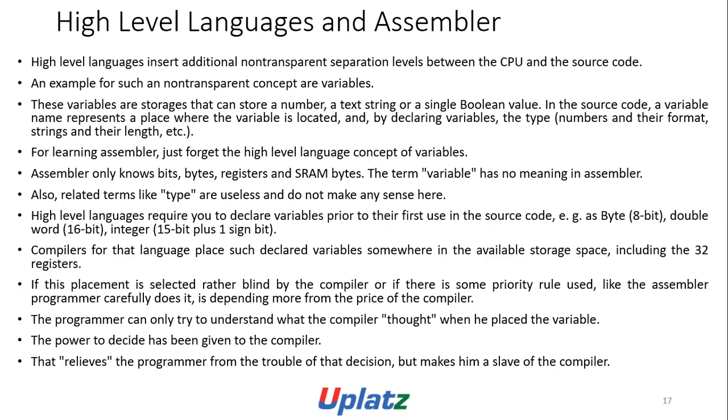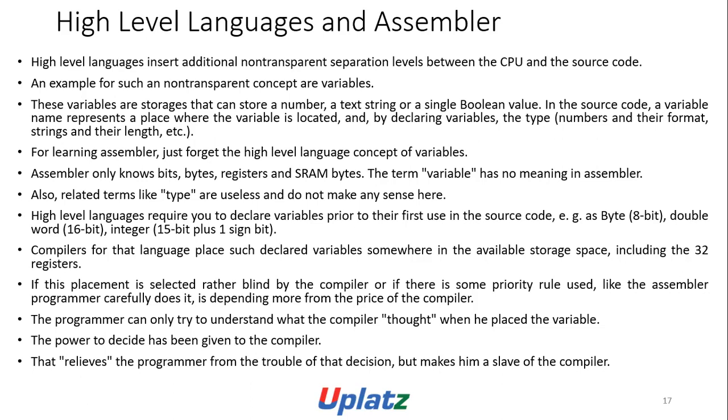High-level languages and assembler. Higher-level languages insert additional non-transparent separation levels between CPU and source code. An example for such a non-transparent concept is the variable. These variables are storage that can store a number, a text string, or a single Boolean value. In the source code, a variable name represents a place where the variable is located, and by declaring the variable, the type, numbers and their format, strings and their lengths, etc. are defined.